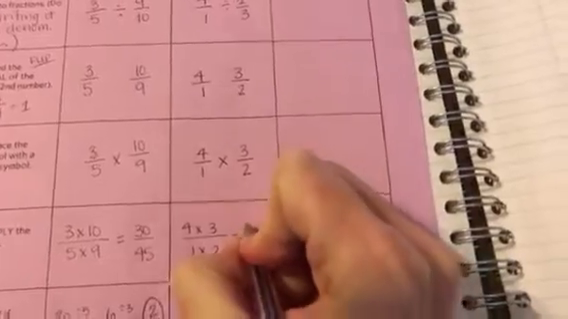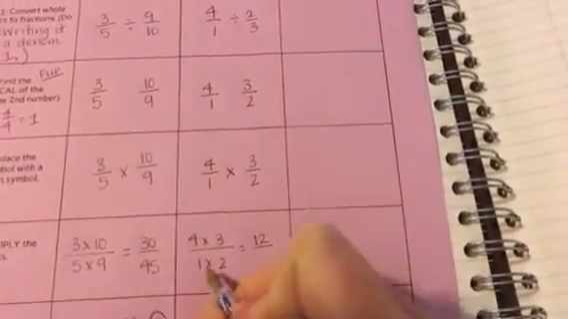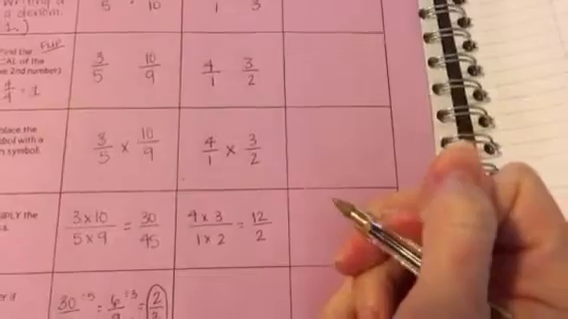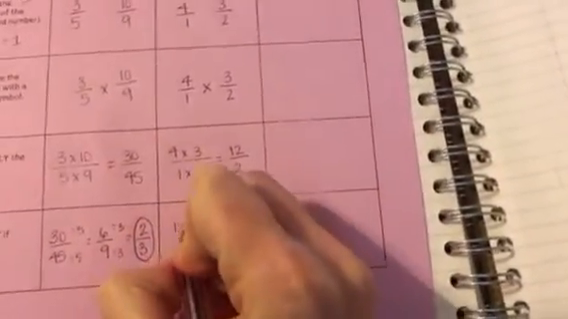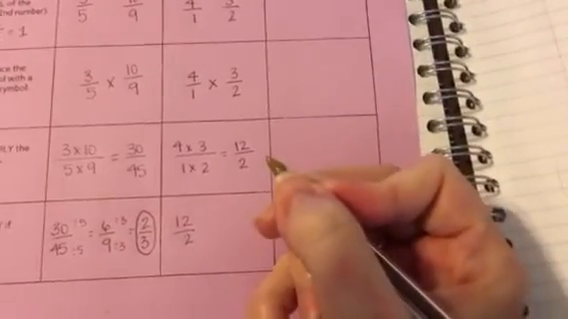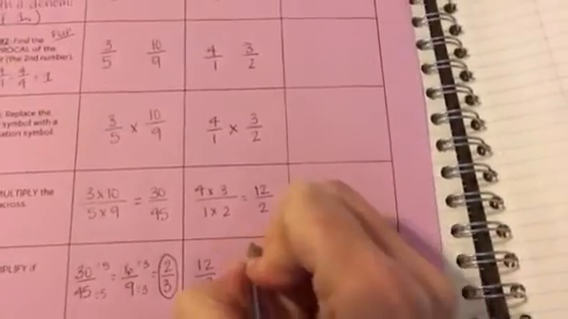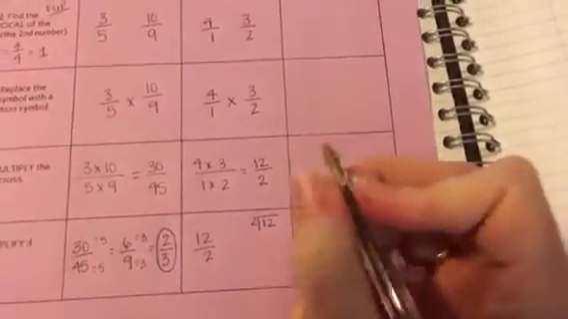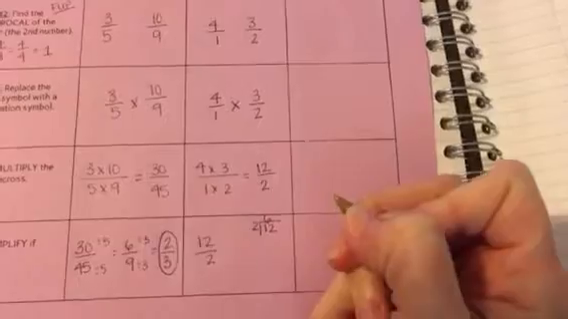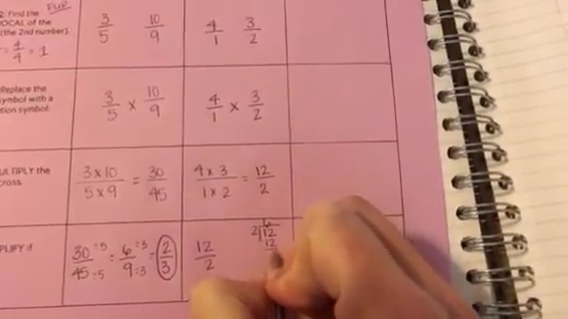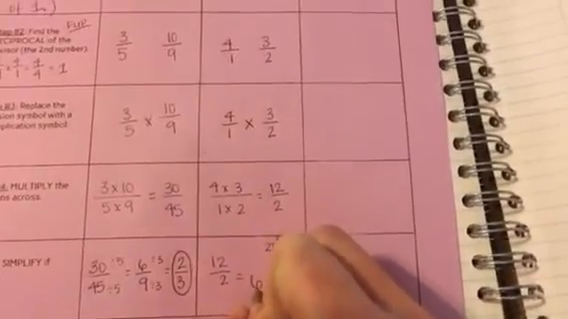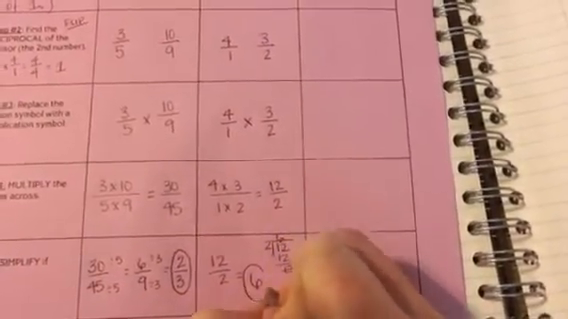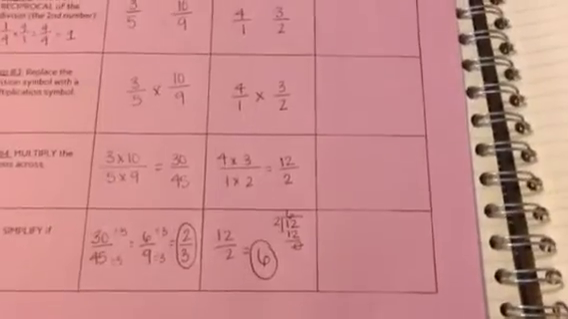4 times 3 is 12. 1 times 2 is 2. It doesn't take long to realize that that is an improper fraction. So if I want to simplify 12 over 2, I ask myself, how many times would 2 fit into 12? And most of you probably know that that fits exactly 6 times. And I don't have a remainder, so that means I don't have a fractional part. So my answer for this one is just 6.